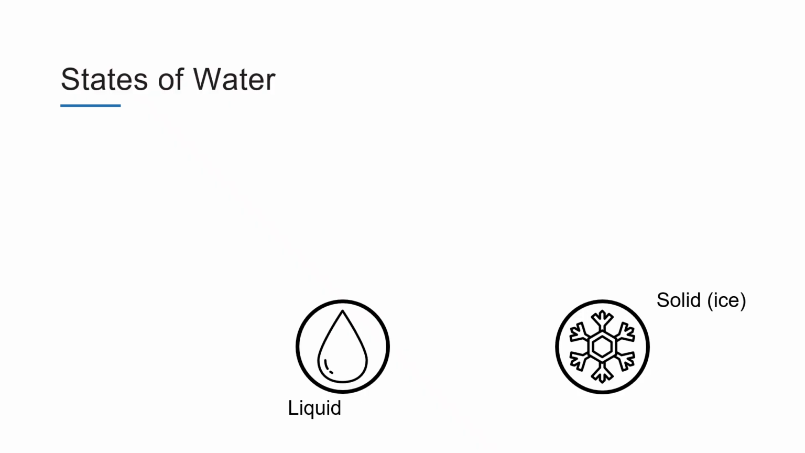Water on Earth is found naturally in 3 different states or forms. Of course, the most common is liquid water, and we're also familiar with solid water, also known as ice. We may be less familiar with water in the gas state, which is called water vapor. In this form, water is invisible and just becomes part of the air.